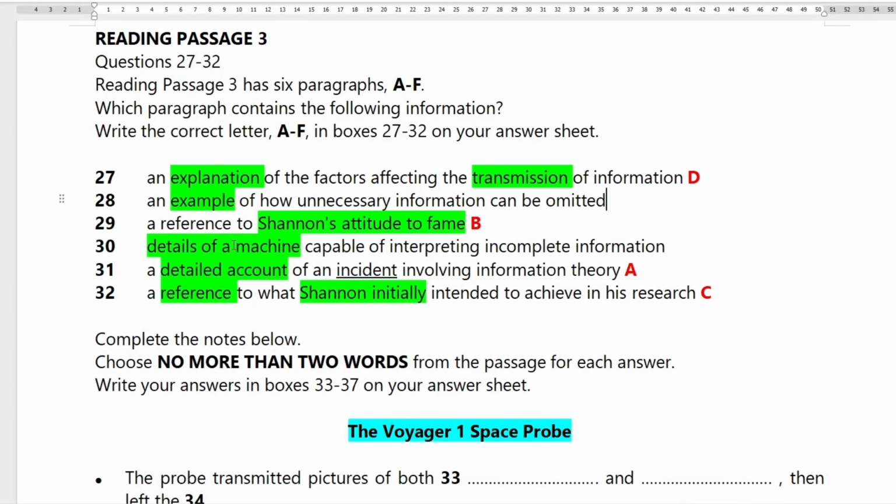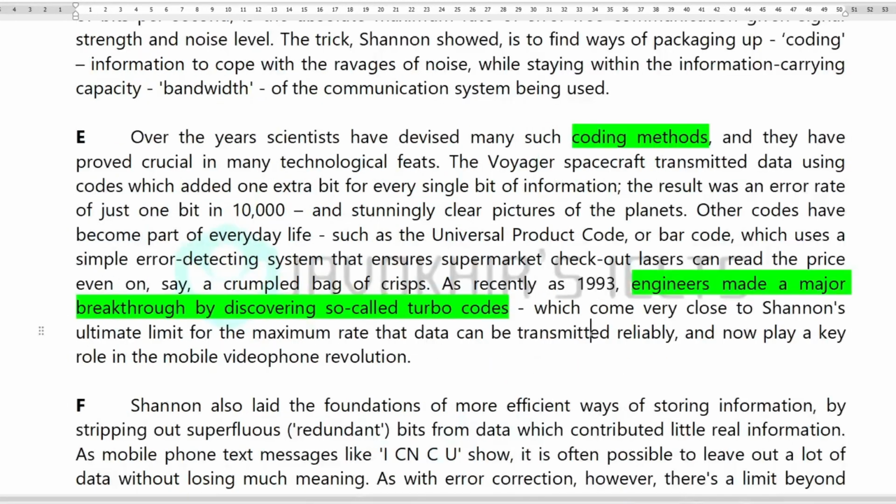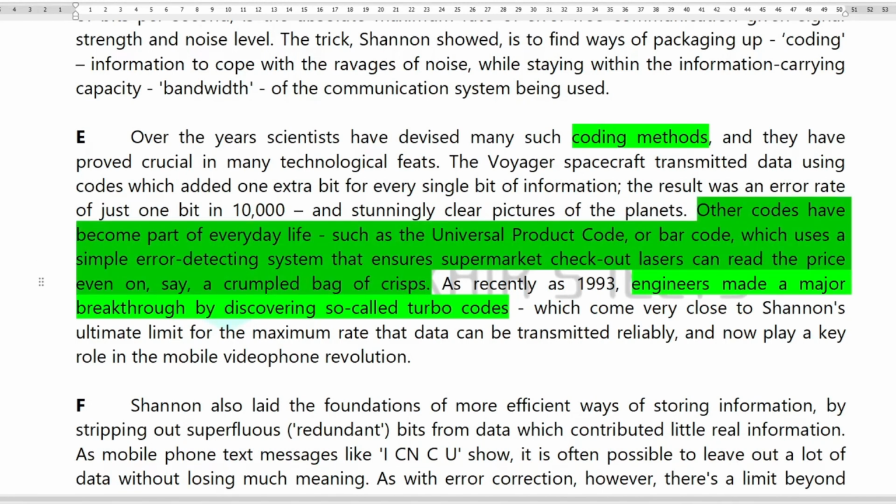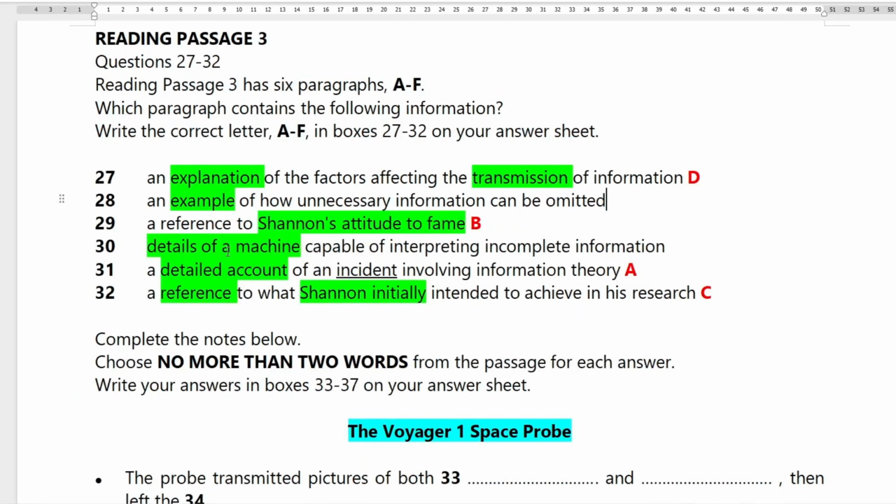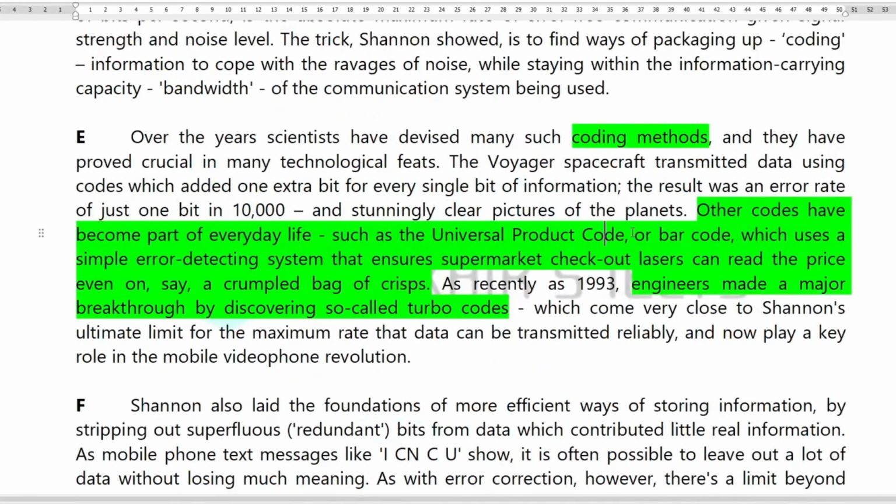Details of a machine capable of interpreting incomplete information. Okay, that's what I think. Other codes have become part of everyday life, such as the Universal Product Code, or barcode, which uses a simple error detection system that ensures supermarket checkout lasers can read the price even on, say, a crumpled bag of crisps. Okay, that's a really good one.